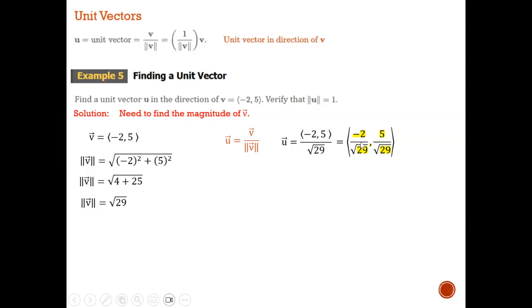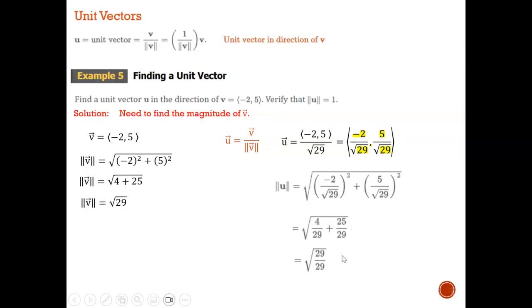Now we're going to place these two components inside the distance formula, right? Which is the magnitude. Now, if we square the negative 2 over the square root of 29, it's going to give us 4 over 29. If we square the 5 over the square root of 29, it's going to give us 25 over 29. When we add them, it's going to give us the square root of 29 over 29, which will give us 1. That's how we verify that this is 1 unit, right? Because it's equal to 1.